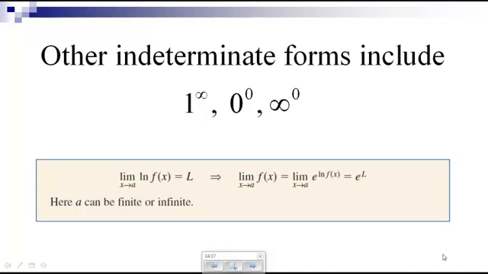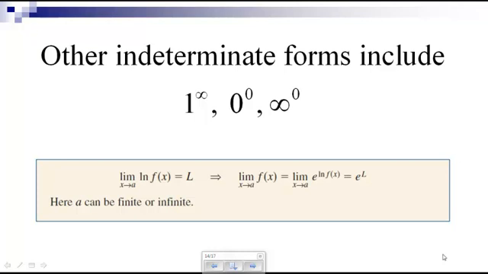So, to complete our discussion of L'Hopital's rule, we have to finish and say, here are the last three indeterminate forms that we could encounter while taking limits. They are in the form 1 to the power of infinity, 0 to the power of 0, or infinity to the power of 0.